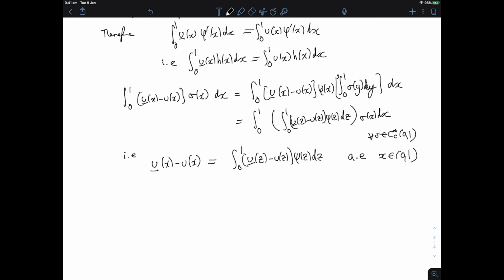Now we're basically done here because we've proven that u, as an equivalence class, has a representative which is a continuous function plus a constant. And of course a constant is itself a continuous function on 0, 1. So that is to say that u has a continuous representative. And this concludes the proof.